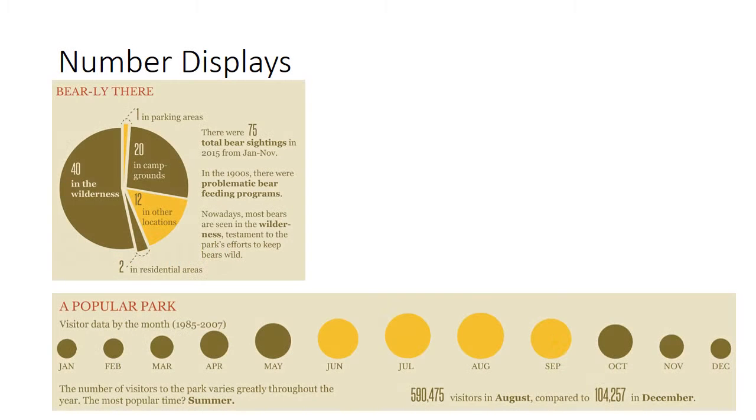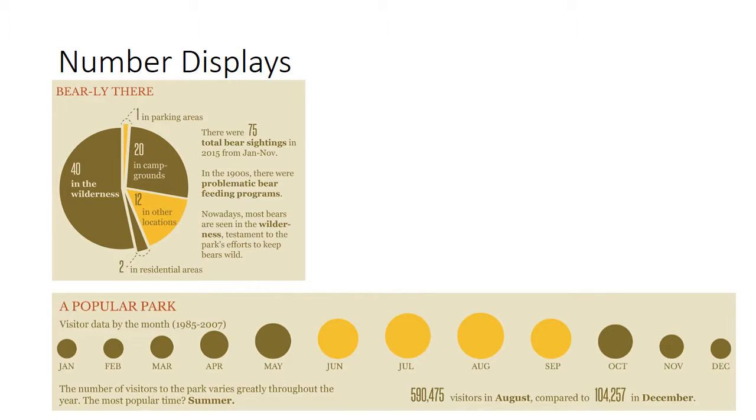In this section, I'm going to talk about the encodings that I used in my infographic. First, I'll explain the encodings found in my number displays. For my display about the number of visitors to the park, the size of a circle conveys the magnitude. So these larger circles mean that more visitors came to the park in these months.